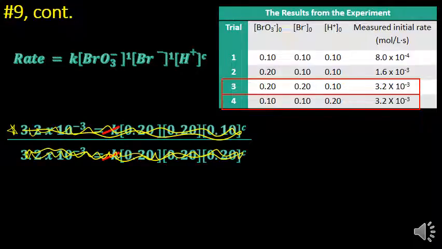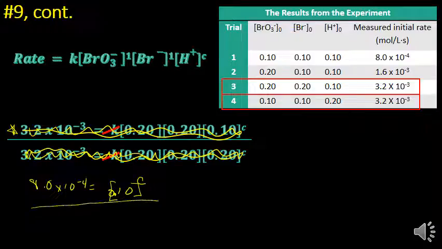See you, bye. So number 1 has a rate of 8.0 times 10 to the negative 4th, and I don't care about K, and I don't care about Br, and I don't care about bromate, so we only care about the hydrogen, right? And so that'll be 0.1 to the C. Am I still doing all right here? Except I can't draw straight lines. And number 4, 3.2 times 10 to the negative 3rd, and that's going to equal 0.2, also raised to the C.